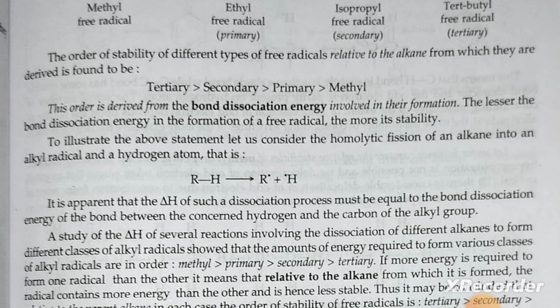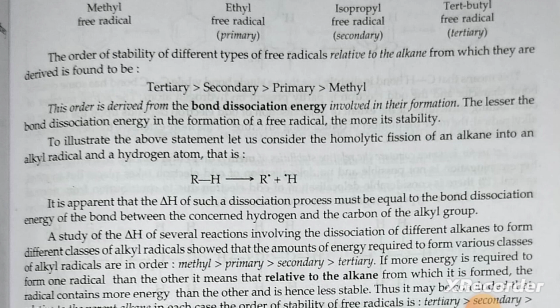It is apparent that delta H of such a dissociation process must be equal to the bond dissociation energy of the bond between the concerned hydrogen and the carbon of the alkyl group. A study of the delta H of several reactions involving the dissociation of different alkanes to form different classes of alkyl radicals showed that the amounts of energy required to form various classes of alkyl radicals are in the order methyl greater than primary, greater than secondary, greater than tertiary.